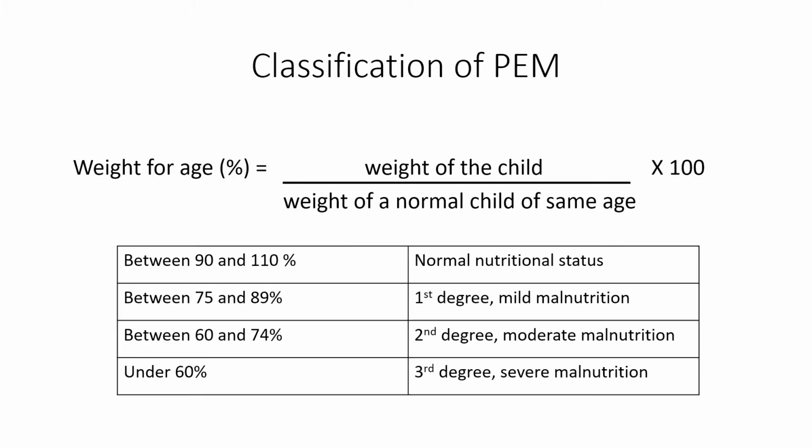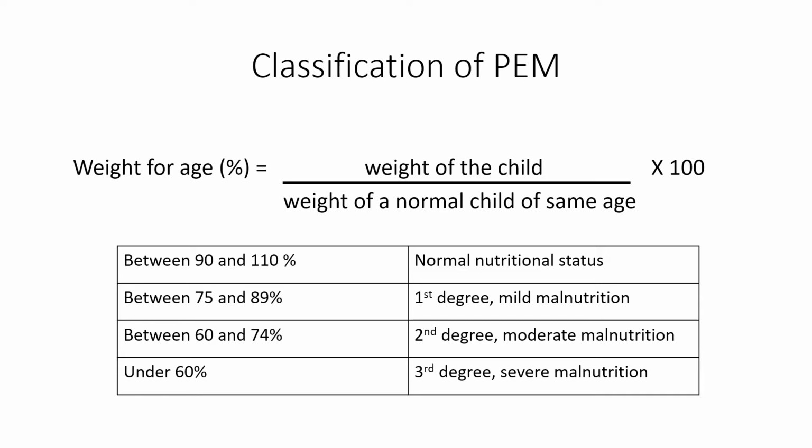So this is the formula for Gomez classification, that is weight for age. Weight for age in percentage is given by the weight of the child in kgs divided by the weight of a normal child of the same age, that is a reference child, like I said, which is a Boston standard, multiplied by 100. By using this formula, we get a percentage, and based on the table provided, the children are classified into various nutritional levels.